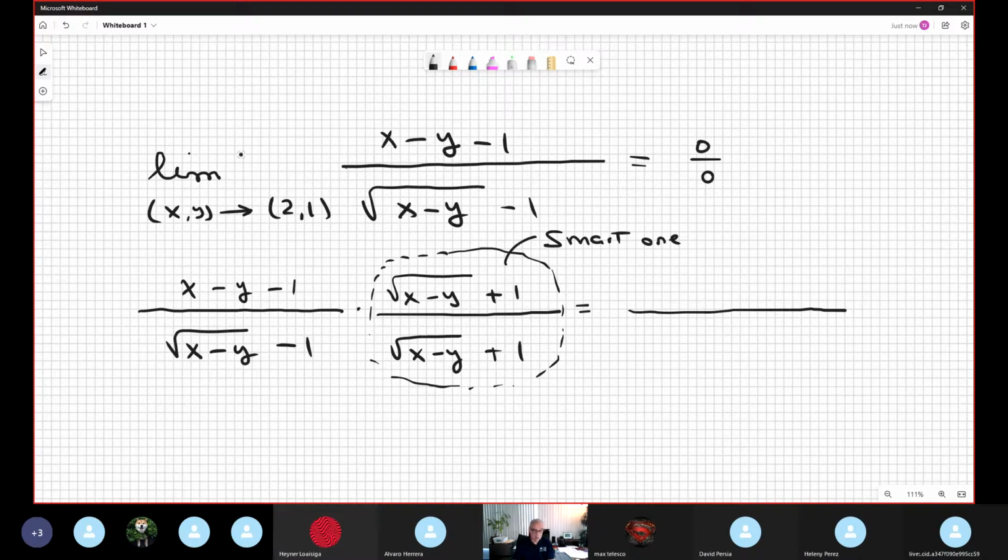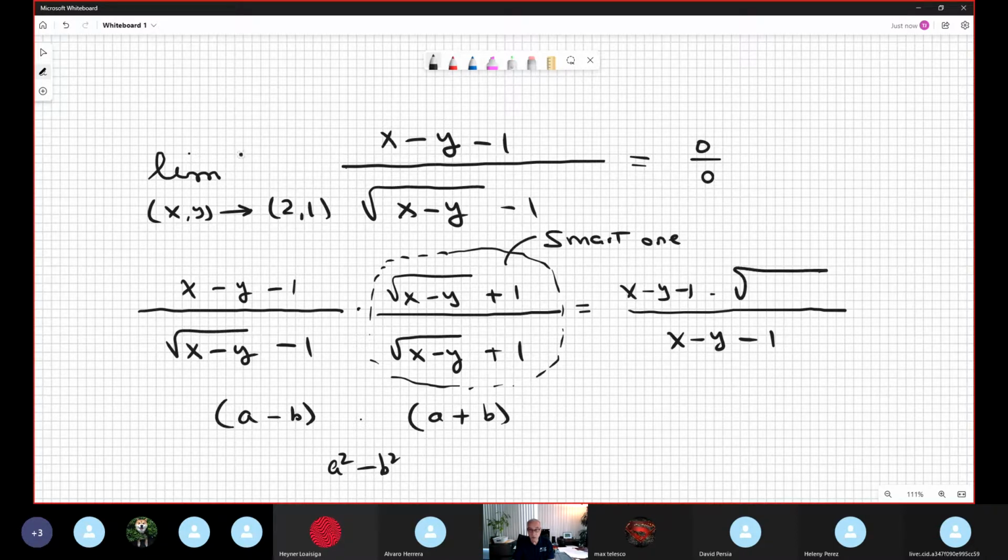To make it easy to understand, this is a binomial, and this is another binomial, but conjugate, right? When you multiply the conjugates, the answer is a squared minus b squared, a famous formula that everyone knows. So square the first, a is considered the radical, x minus y, minus b squared, which is 1. In the top, we have x minus y minus 1 multiplied by square root of x minus y plus 1.